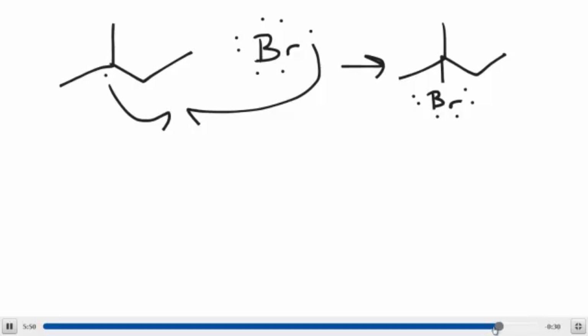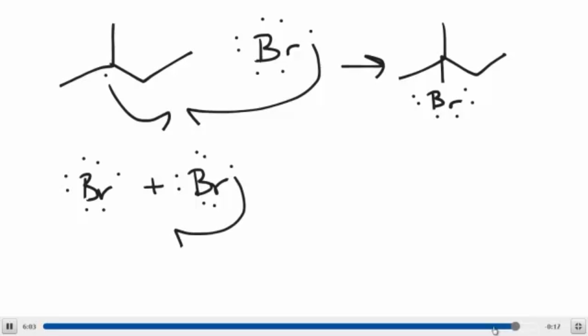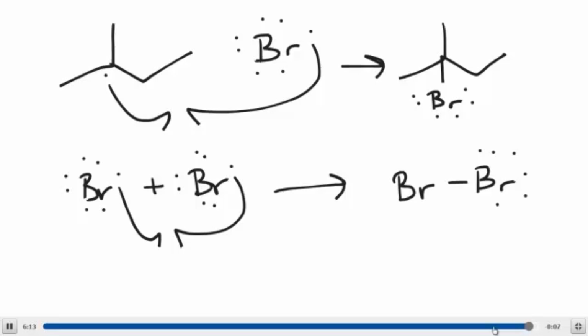Another thing that you could do to show a termination is show two bromine radicals coming together. And again, I'm using these single-headed arrows to do that. And that makes some bromine molecule. It doesn't really matter what you're bringing together in the termination step, as long as they're both radicals and you do not propagate a radical.